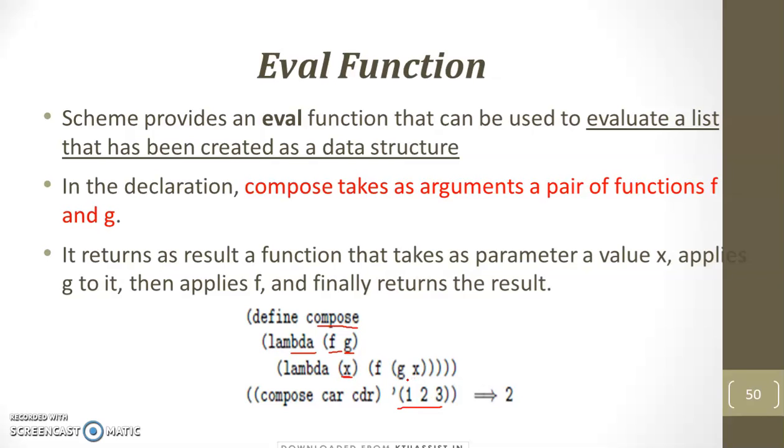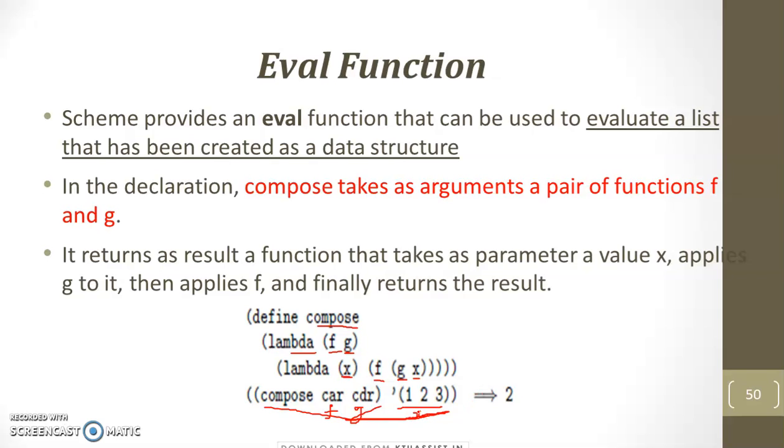Okay, so the g function will first be applied on this x, you will get one result, and after that, to that result f will be applied. This is the way the function is defined here. So when this function is invoked using this statement, compose CAR CDR, CAR will be f and CDR will be g. 1, 2, 3 will be the list given as a parameter x.